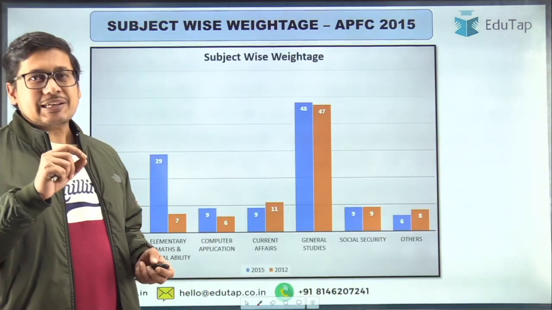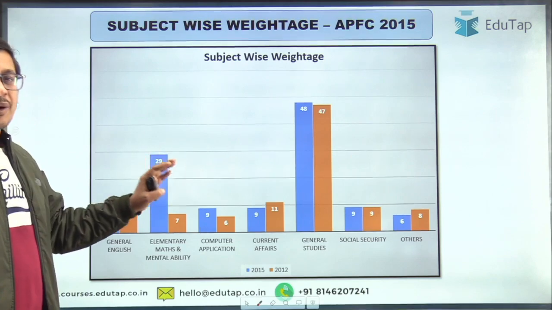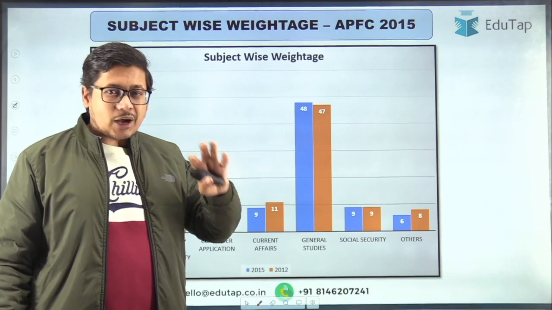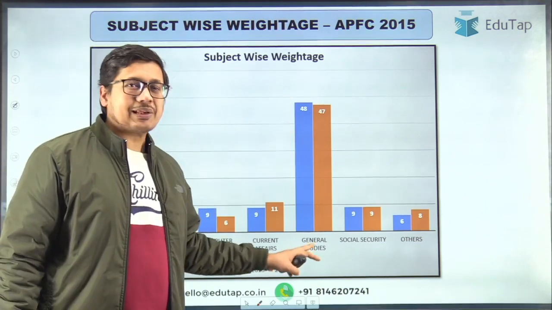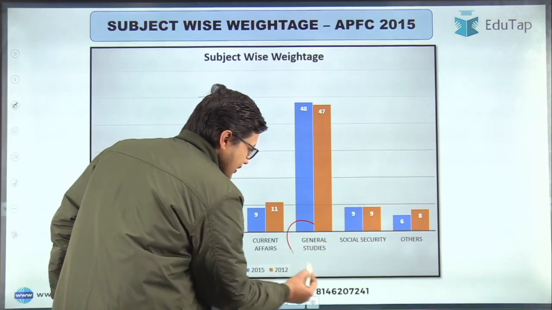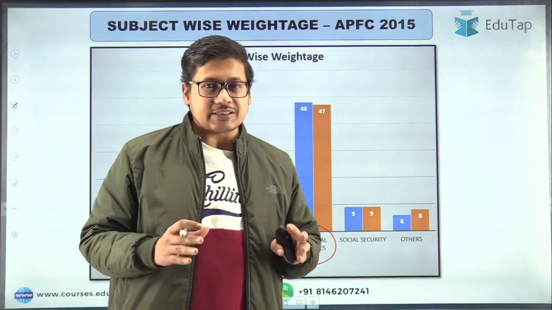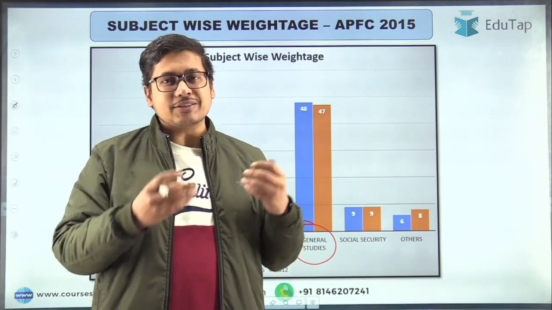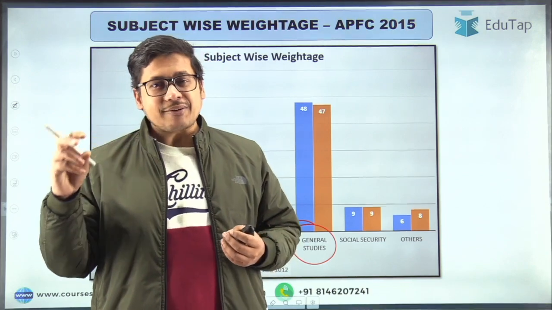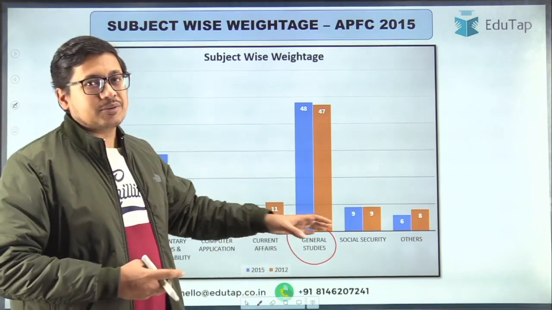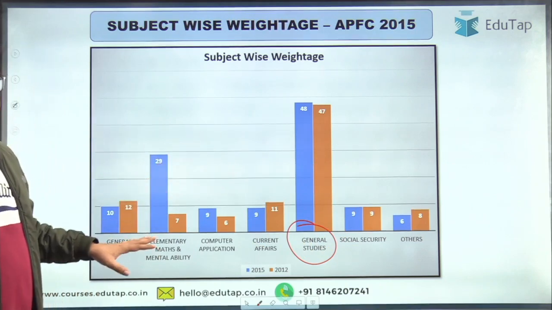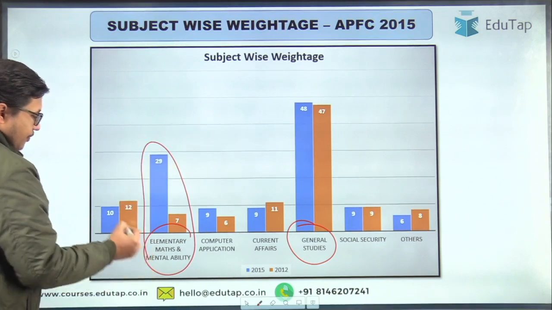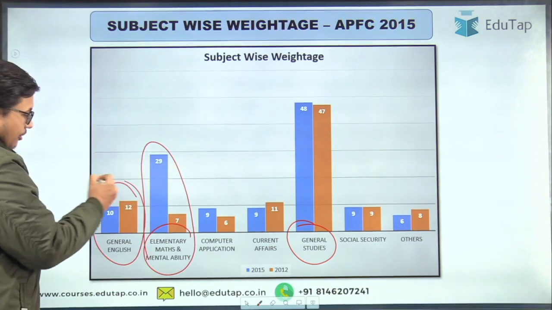So if we look at the previously conducted exam, this is the subject-wise distribution of the questions which were asked in the exam. You can see that the largest chunk of questions have been asked from the component known as general studies, right? But this general studies contains in itself various subjects. It contains history, it contains polity, it contains economy, the general economy, it also contains general science. So all these different general studies subjects, when combined together, form general studies. Apart from general studies, the largest chunk of questions come from elementary maths and general ability, right? Mental ability, and then comes your general English.